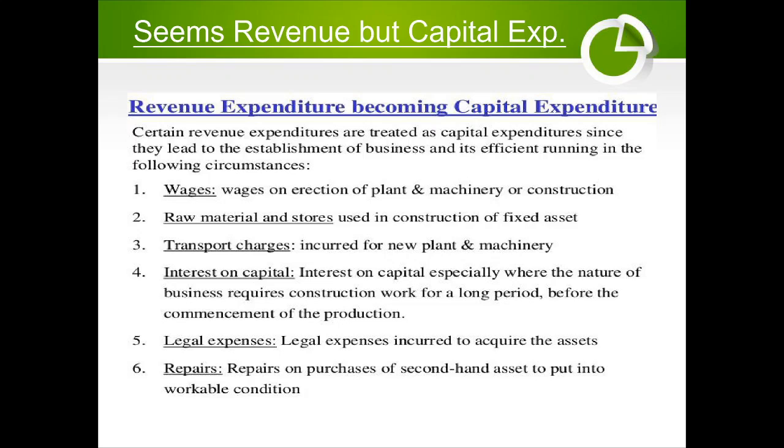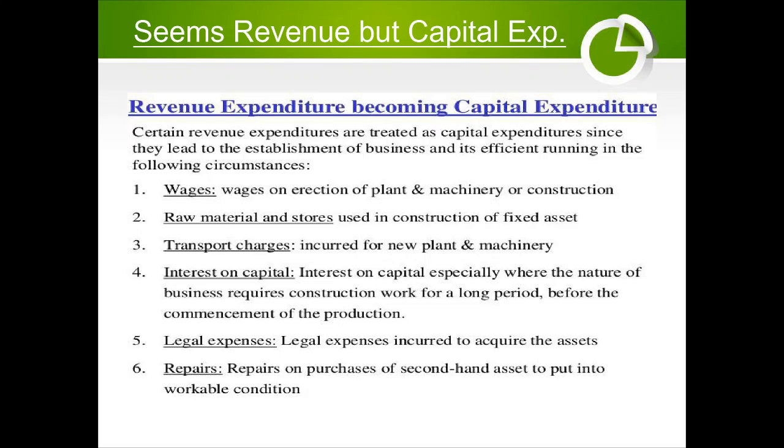Now sometimes, although it looks like revenue expenditure, it may not be revenue expenditure. Say for example, wages paid on erection of plant and machinery, or raw material or stores used in construction of a fixed asset, or legal expenses incurred to acquire a particular fixed asset, or repairs or purchases of second hand assets to put them into workable condition. Now all these are examples of capital expenditure.